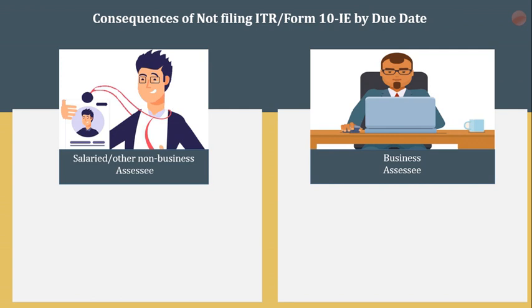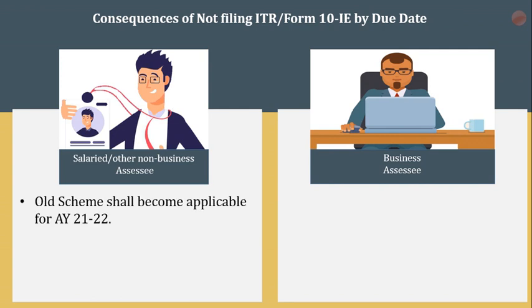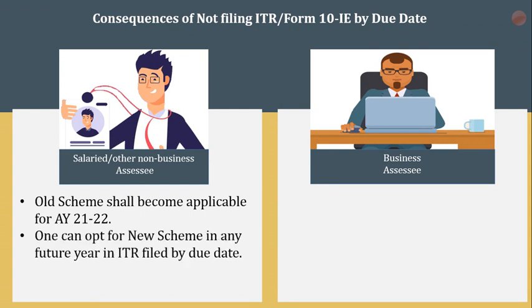Now let us see what are the consequences of not filing ITR or Form 10IE by the due date. In the case of salaried and other non-business assessees, the old scheme shall become applicable for assessment year 21-22, and one can opt for the new scheme in any future year in ITR filed by the due date. Even for assessment year 22-23, you can go for a change of the scheme. So no issues. Every year we can do the change if we are a salaried person or a non-business assessee.